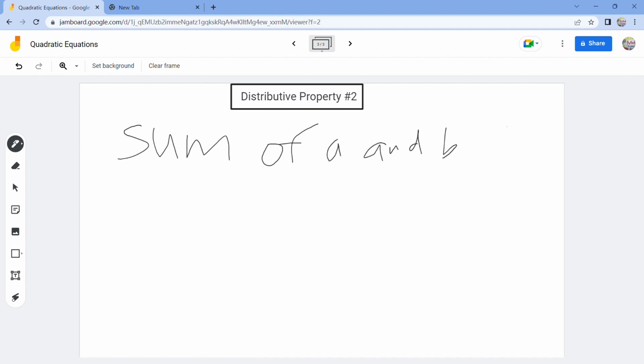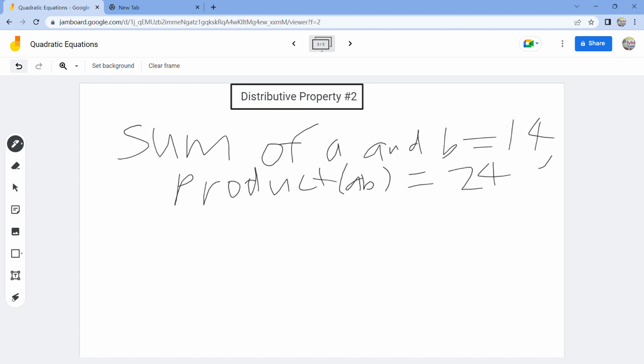For example, the sum of A and B equals 14, and the product, which is just A times B, or AB, equals 24. What are they? We can figure it out this way. What's the average of A and B? It's obviously 14 divided by 2, which is 7.